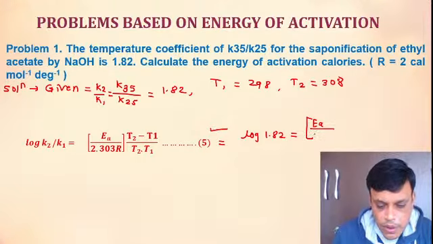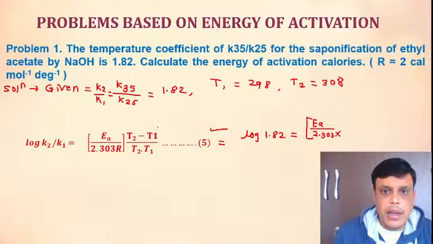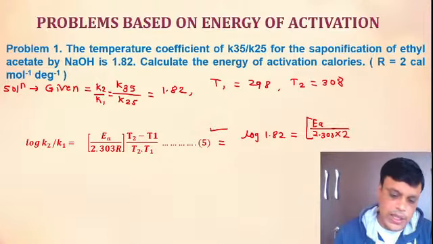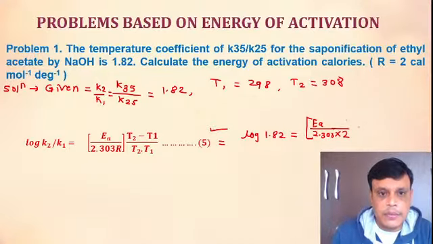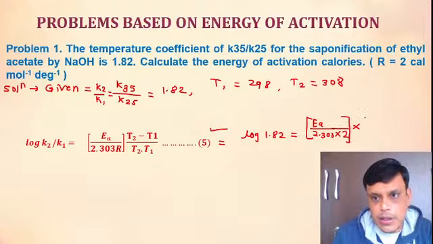So here 2.303 into R. R is given, it is 2. Then what is T2? T2 is 308 minus 298 divided by 308 into 298.